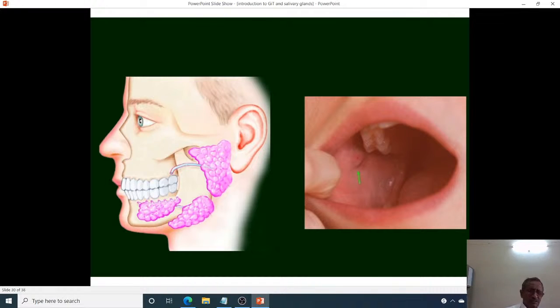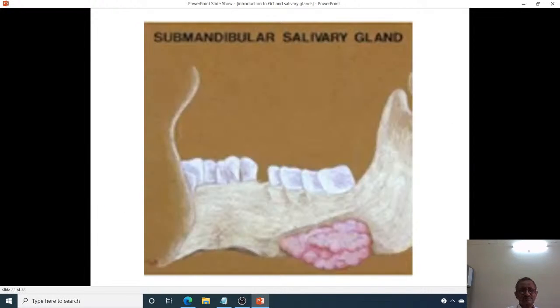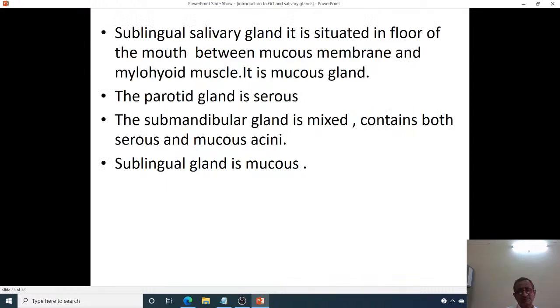Here we are showing the parotid gland, the sublingual gland and the submandibular gland, three glands, and of course their relation to the mouth. The submandibular gland is a mixed type of gland, containing both serous and mucous acini. The gland is walnut shaped, situated in the submandibular fossa of the mandible. The gland indents the posterior border of the mylohyoid muscle. The submandibular duct opens into the floor of the mouth on each side of the frenulum of the tongue, as I have shown already.